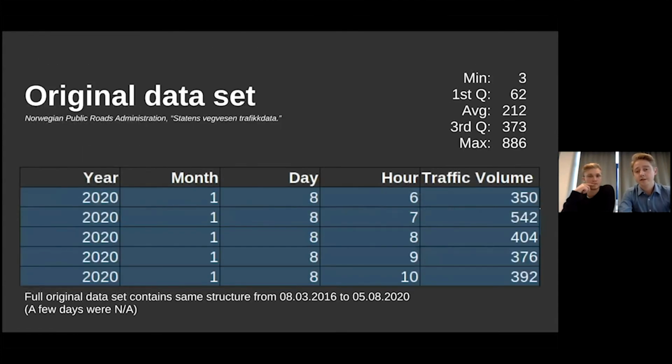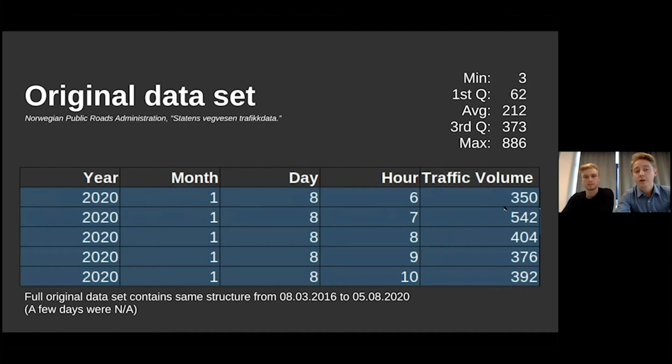So the dataset consisted of traffic data from 2016 all the way through 2020. We're mostly interested in these two far right columns here, which is the hour at some given day, for example, the 8th of January 2020, and the traffic volume at that given hour. These are cars passing through the junction back and forth.